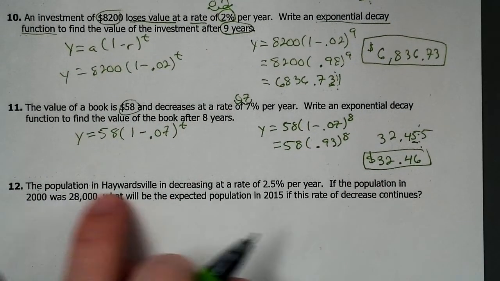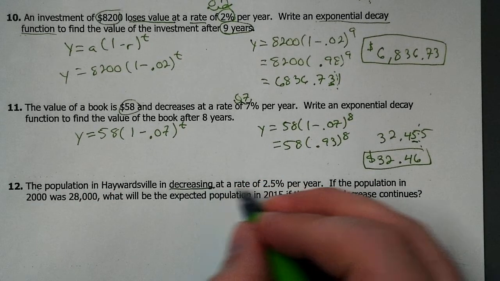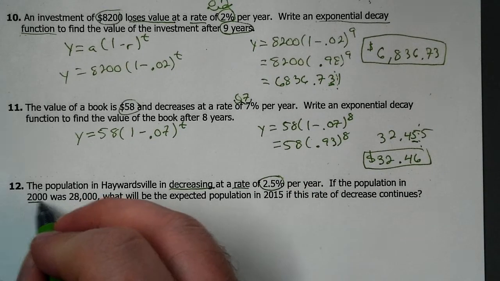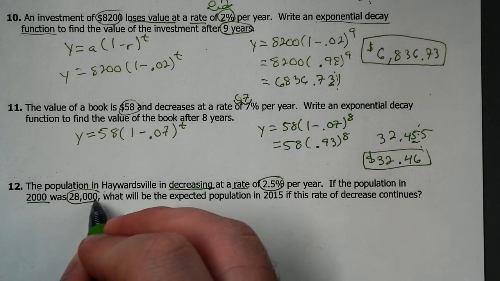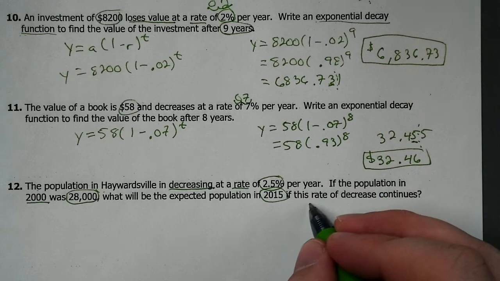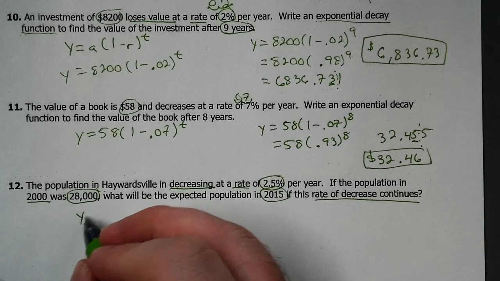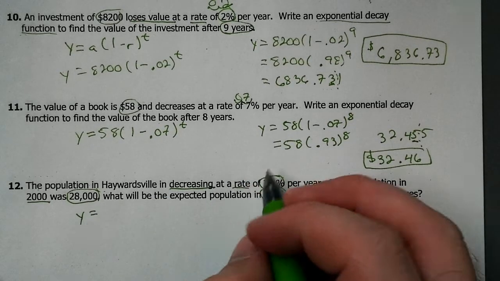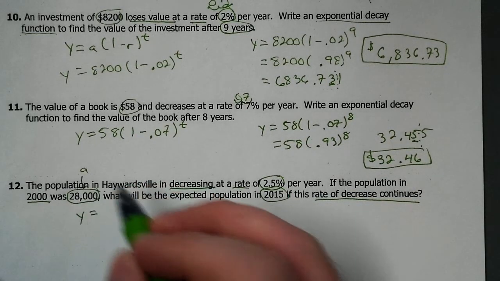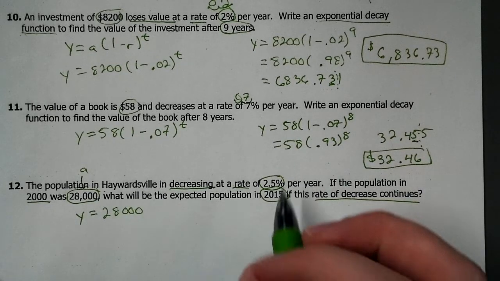On the last one, we're talking about the population in Haywardsville, and it is decreasing at a rate of 2.5% per year. If the population in 2000 was 28,000, what will be the expected population in 2015 if the rate of decrease continues? So this one, start out with our formula. This time, it didn't give us our initial value until right here, 2000. That's our A. Our initial value was 28,000. That's how many people lived in that town.